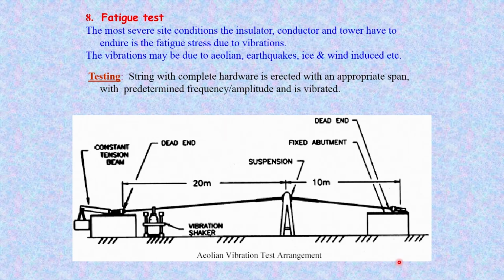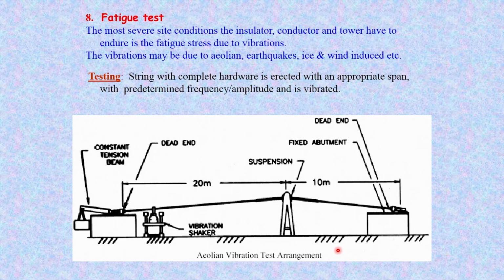There are vibrations because of wake induced vibrations, galloping, or other types of vibrations which could be seen by the insulator string in the field. These vibrations could be aeolian, or due to earthquake, or due to ice and wind at the area where the transmission towers are being put up.